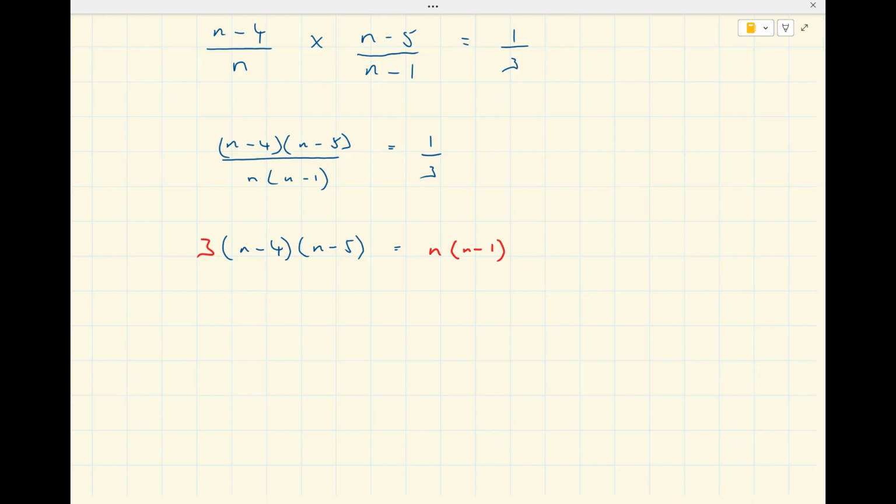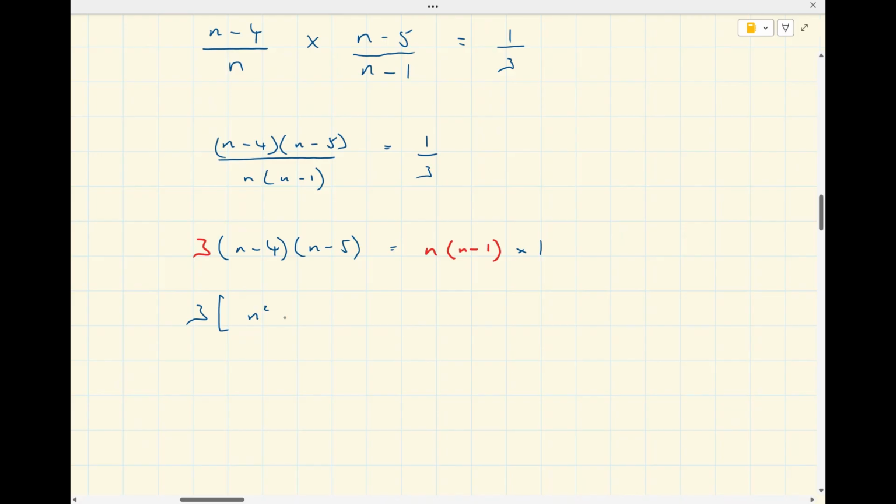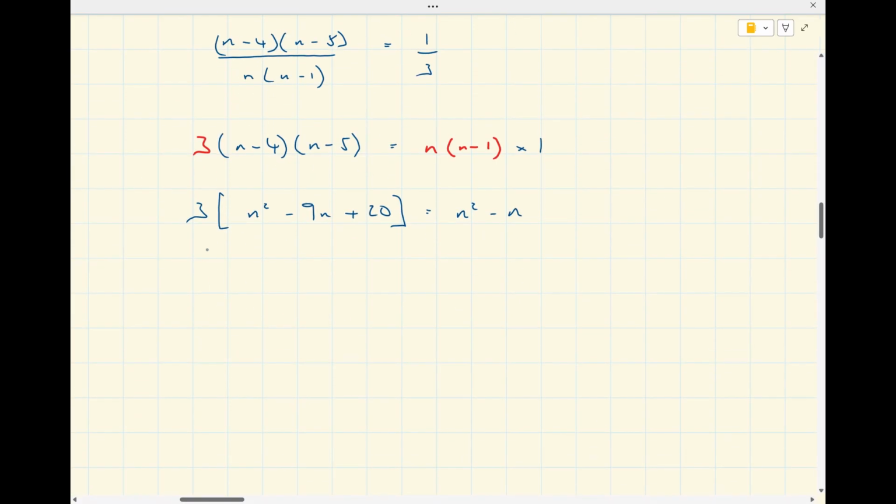So I'm going to end up with n lots of n minus 1 multiplied by the numerator on the right. And now this equation is starting to look a bit simpler. I've got 3 lots of n squared minus 4n minus 5n minus 9n plus 20 equals n squared minus n. Keep on going. 3n squared minus 27n plus 60 equals n squared minus n. Looks like it's going to be a quadratic equation.